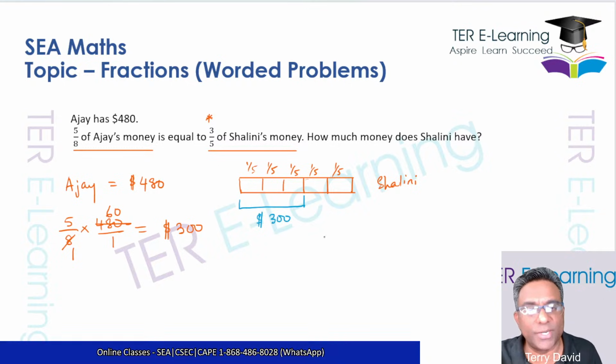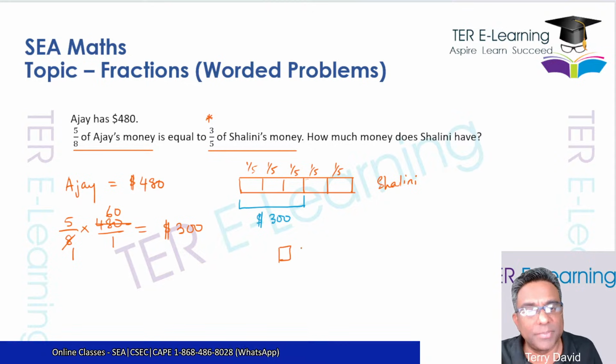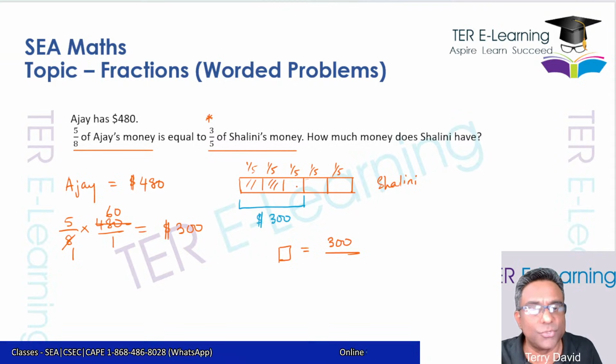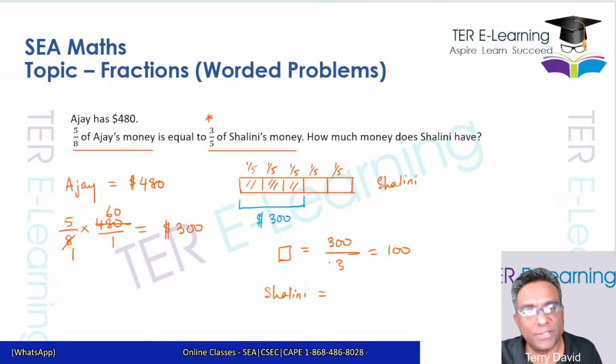So what you can do, you can figure out for one block. So one block is simply going to be 300 divided by, now remember you have 3 blocks here. This is 3/5. 1, 2, 3. So you're going to divide that by 3 here. So that's going to give you $100. So one block is equal to $100. So Shalini actually has, since one block is 100 and we have 5 blocks in total, we're going to say 5 multiplied by 100, and that's going to give you $500.